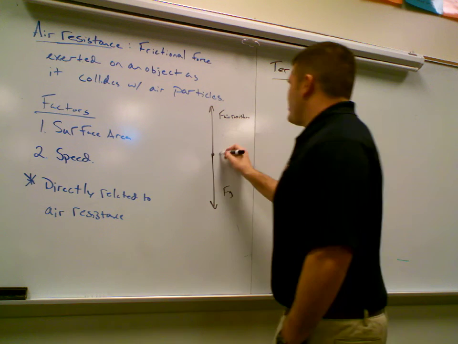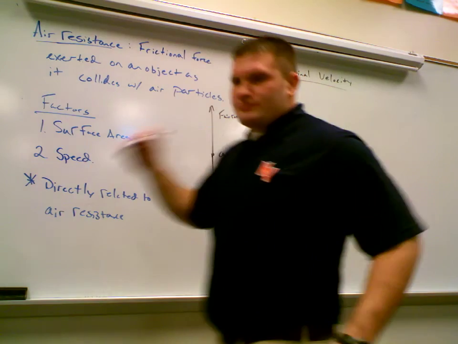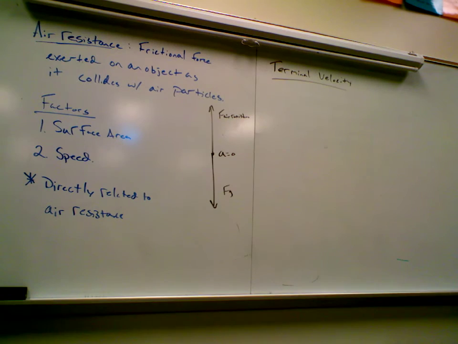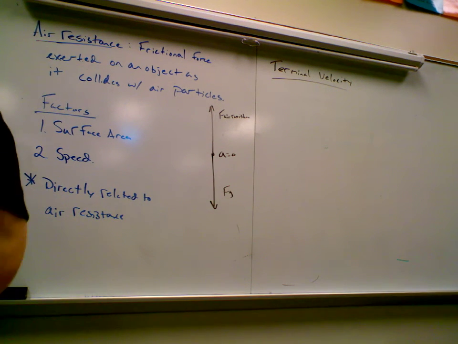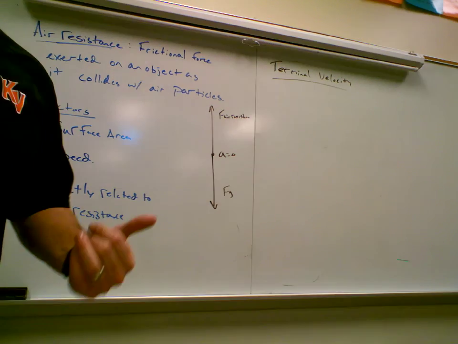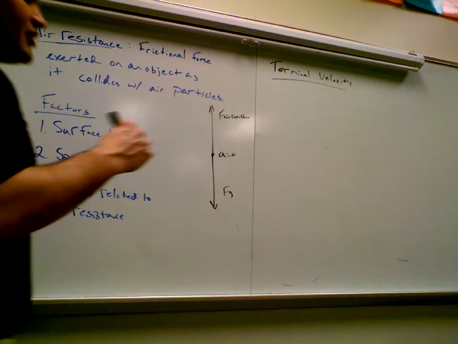So, good. So terminal velocity is the point when an object reaches a constant velocity because the air resistance equals the force of gravity. I want to make sure I write down exactly what the book has. I like the way they say it. So terminal velocity is the constant velocity of an object that is reached when the force of air resistance equals the force of gravity.